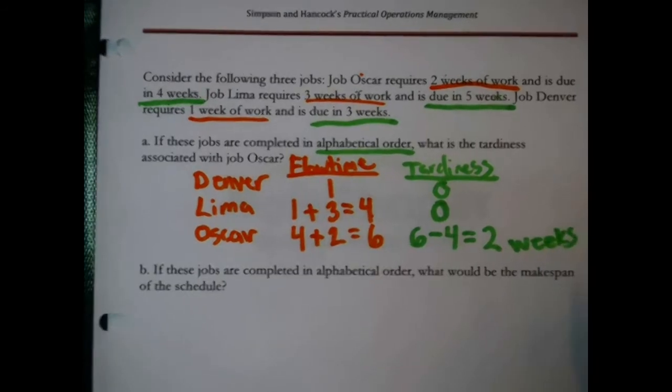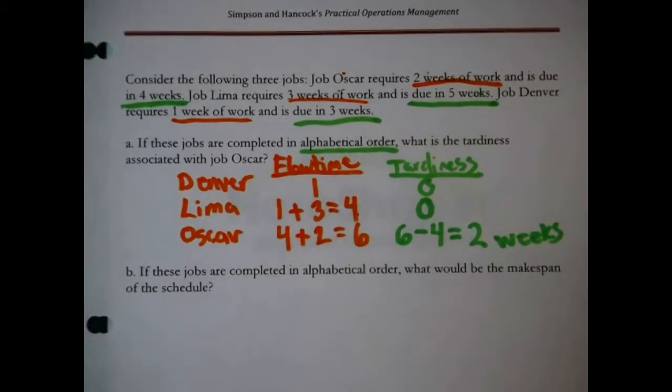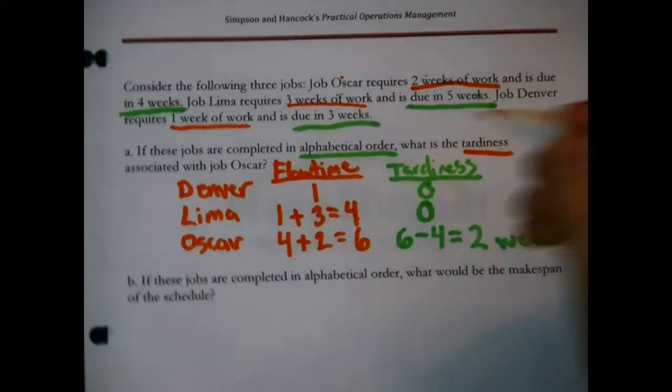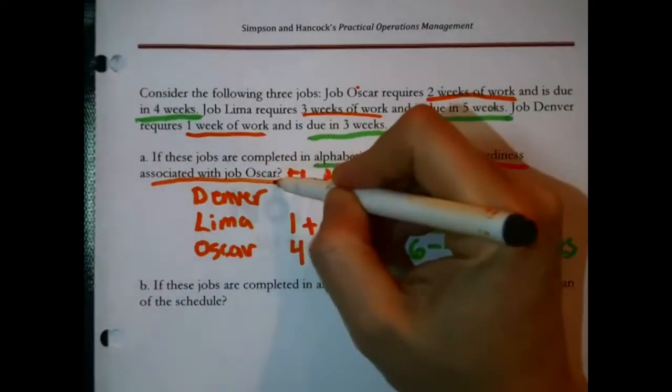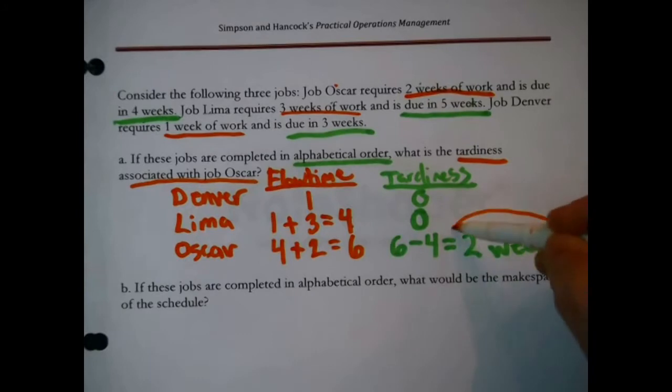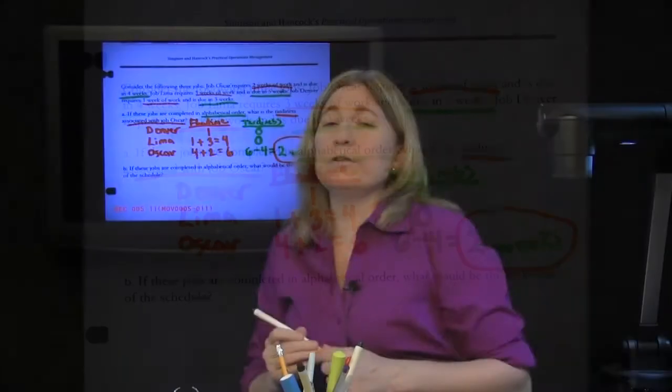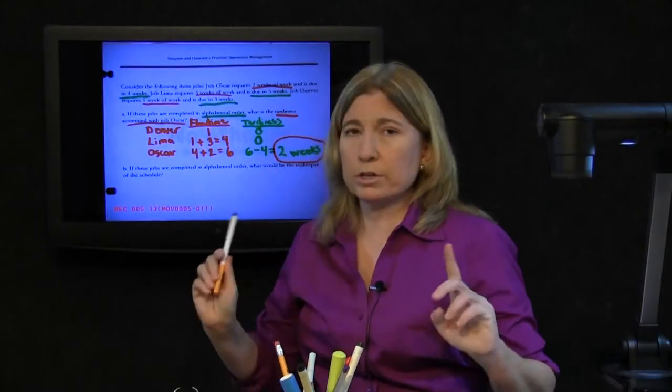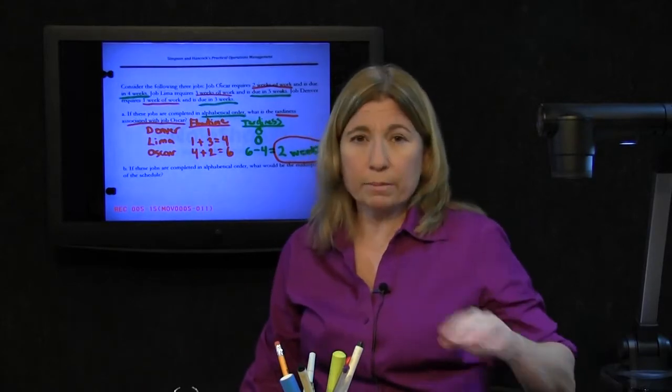Oh, and that actually is the question that's being asked here. Not the average tardiness, but the tardiness. Perfect, we just found it, associated with job Oscar. Unfortunately, if you follow the alphabetical sequence, job Oscar is going to be 2 weeks late. All right, now that was that question.